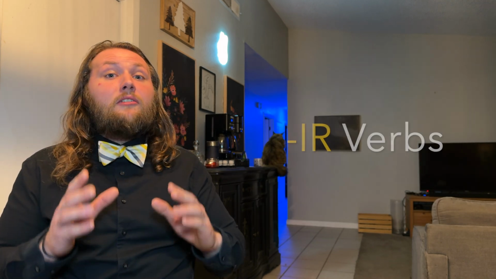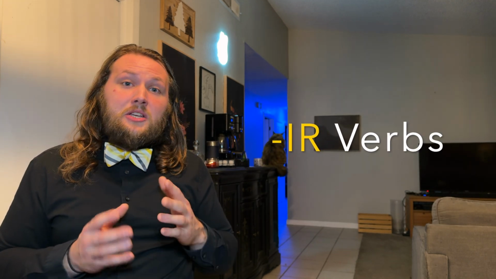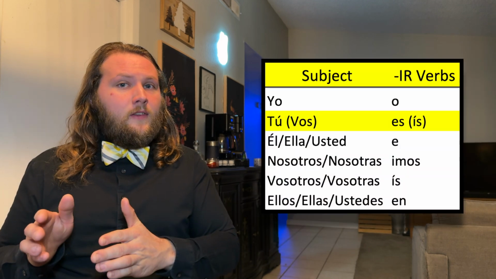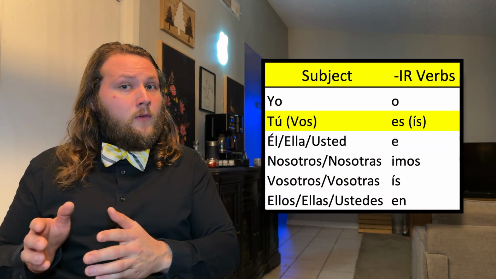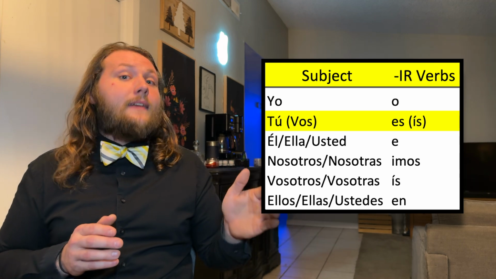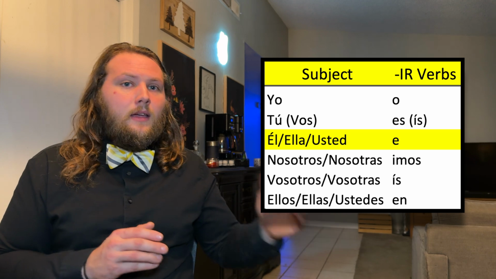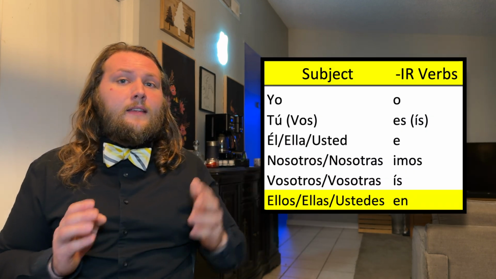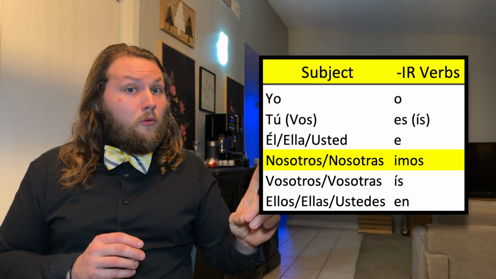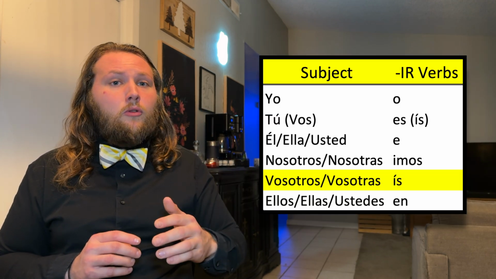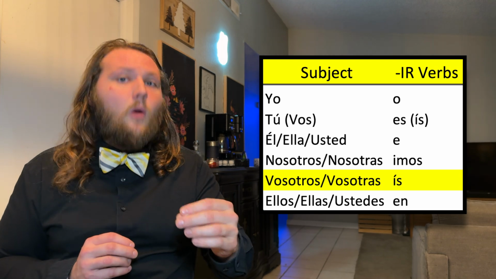Lastly, we have the regular IR verbs. Conjugation here is going to be mostly the same as with the ER verbs, with some changes. Yo still ends with O. Tú still ends with S. But vos instead uses is with an accented I. Él, ella, and usted still use e. And ellos, ellas, and ustedes still use en. Nosotros and nosotras in this case will use imos, and vosotros and vosotras will end with is with an accented I.